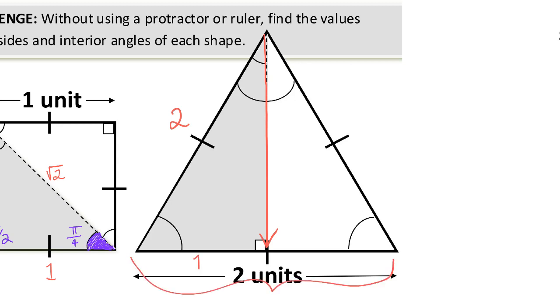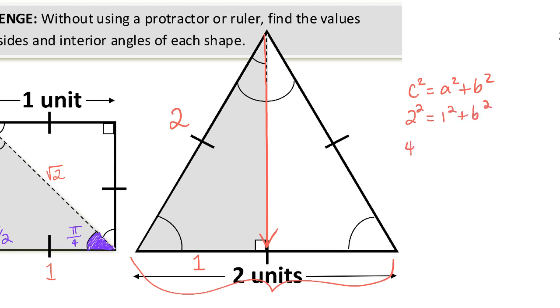So we know that this length is 1. Now, similarly, we can use the Pythagorean theorem to find the length of that missing side, that vertical side that's in our triangle here. And so we fill everything in. 2 squared is equal to 1 squared plus b squared.